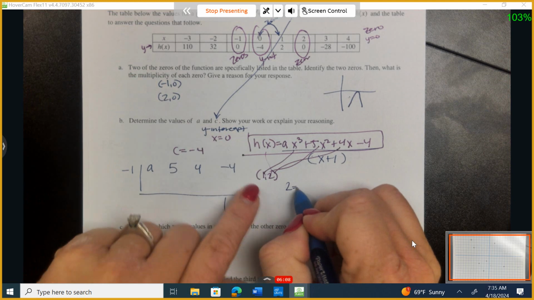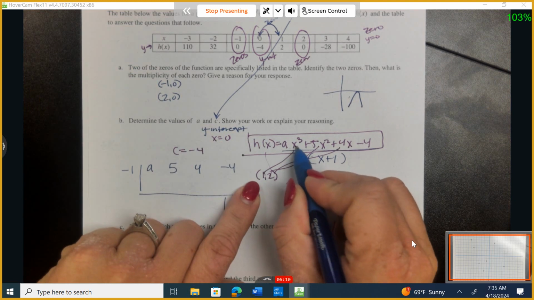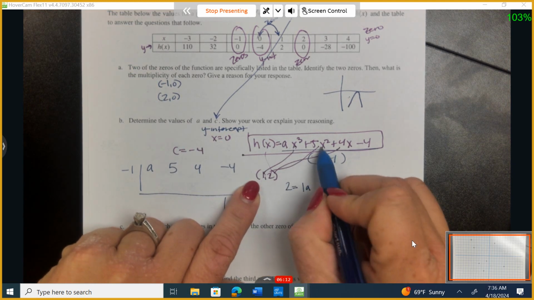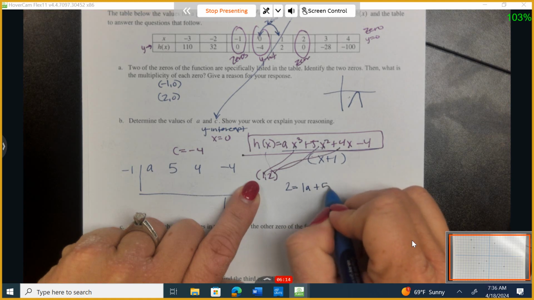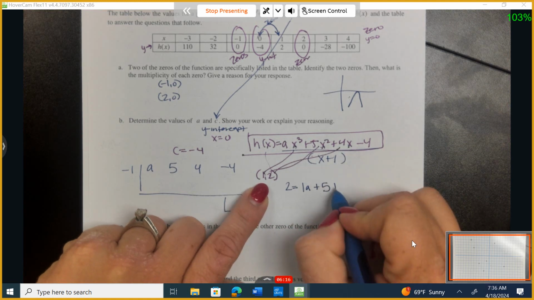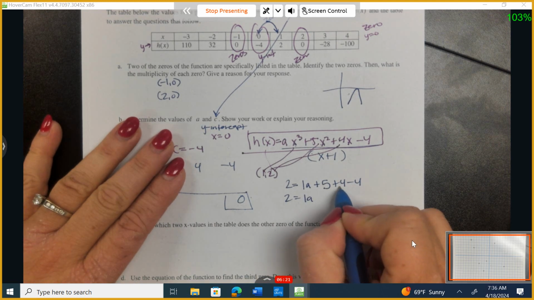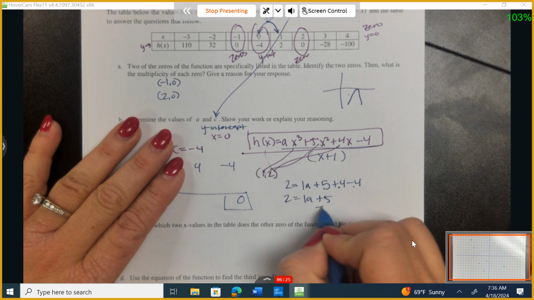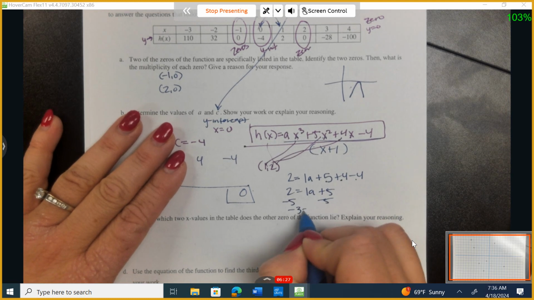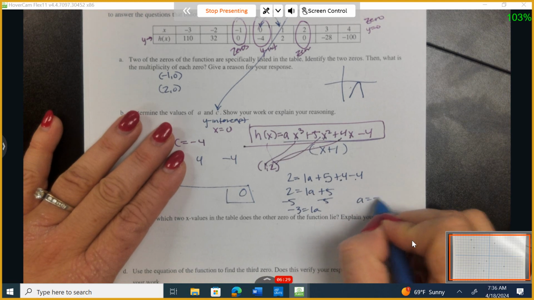So 2 equals, okay, 1 times 1 times 1 is 1. 1 times a is 1a. 1 times 1 is 1. 1 times 5 is 5. 1 times 4 is 4, minus 4. Okay, 2 equals 1a plus 5 plus 4 is 9, 9 minus 4 is 5. I'm going to subtract 5 to the opposite side. I get negative 3 equals 1a. That means a equals negative 3.